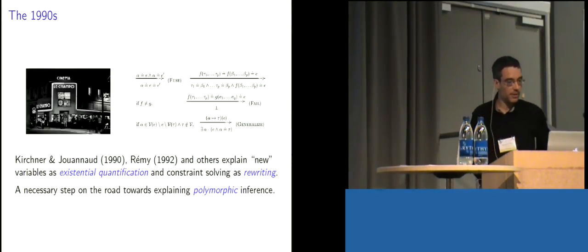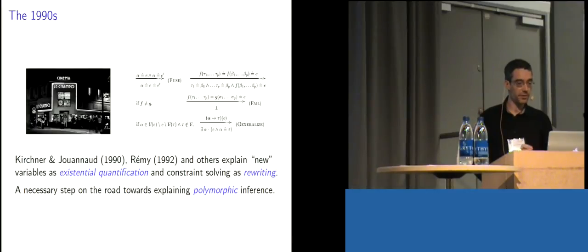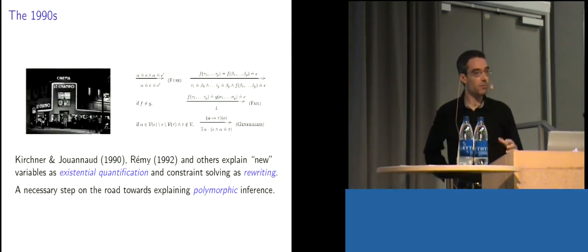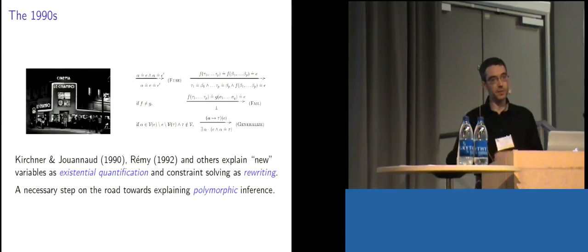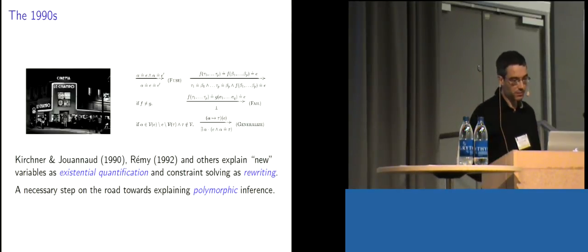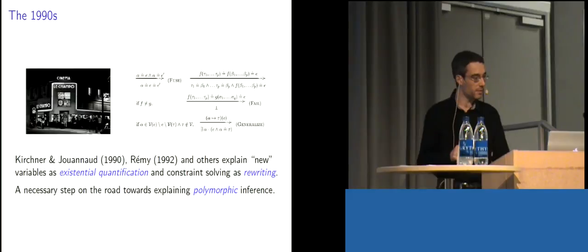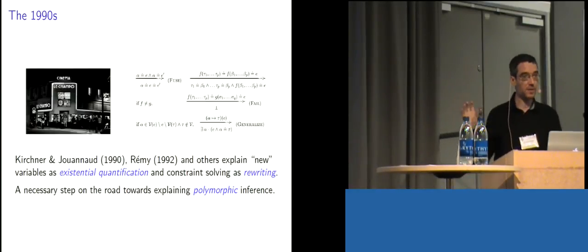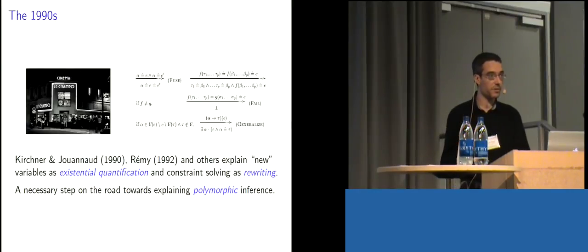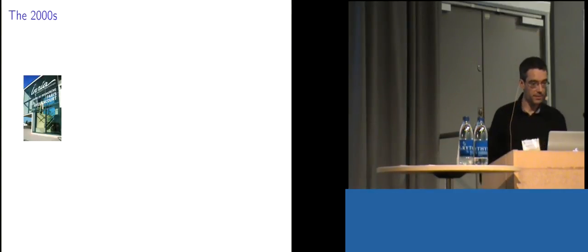Kirchner and Jouannaud, and also my PhD advisor, Didier Rémy, came up with ways of explaining solving in nicer ways. In particular, generating new variables is explained in terms of existential quantification, and solving is explained in terms of rewriting constraints. So you change your constraints step by step while preserving its logical meaning until you reach a solved form. And the five rules up there are a description of unification, which is fairly nice as it corresponds quite closely to an efficient implementation, actually. And this may seem a little step, just adding the existential quantifiers and explaining things in terms of rewriting, but it's an enabling step before the next improvement could be made in the 2000s.